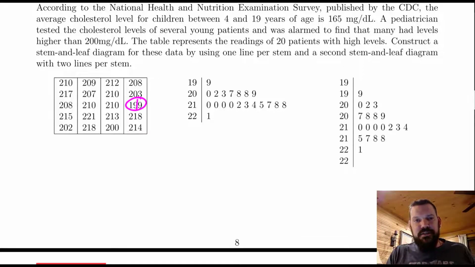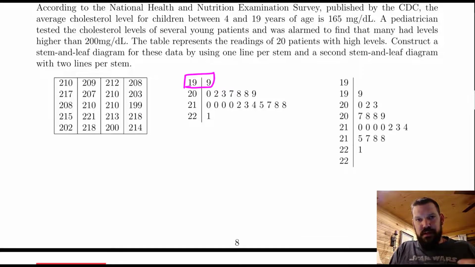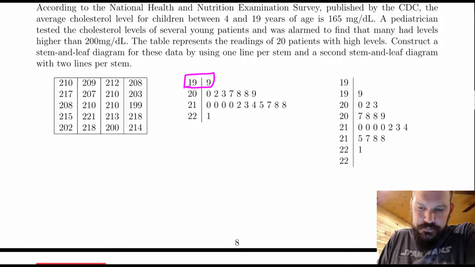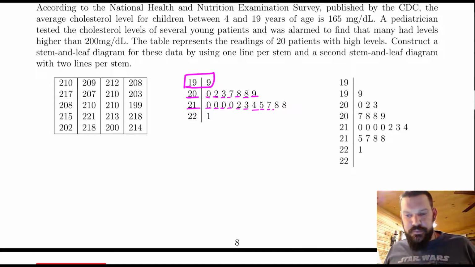Okay, so 19 is our stem, 9 is our leaf, and you can see that here with the first row. Then I would look at anything that's between 200 and 210. So there's 200, 202, 203, 207, 208, 208, 209. We do it again with 210 to 219. So 210, 210, 210, 210, 212, 213. And there's everybody at a cholesterol value of 210.